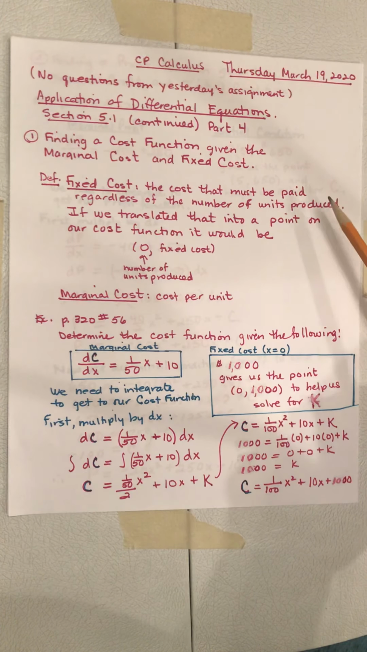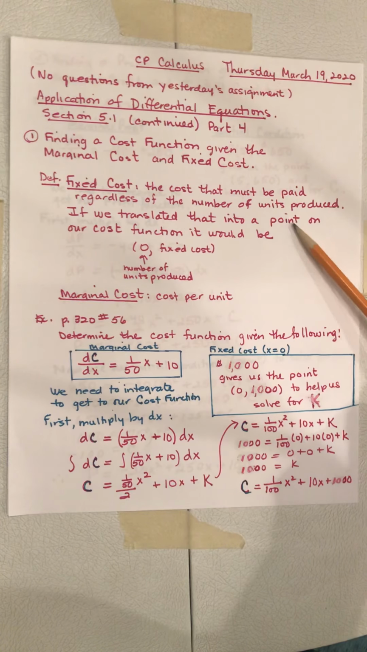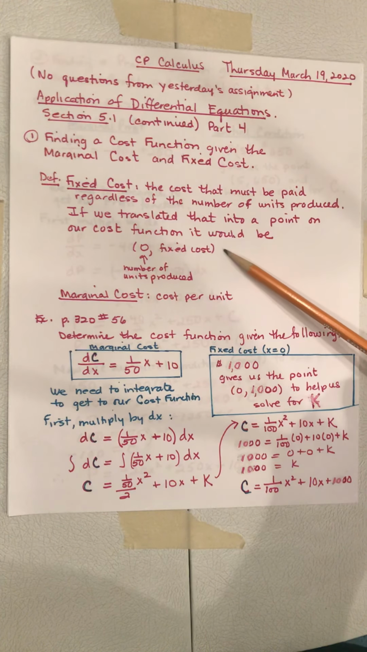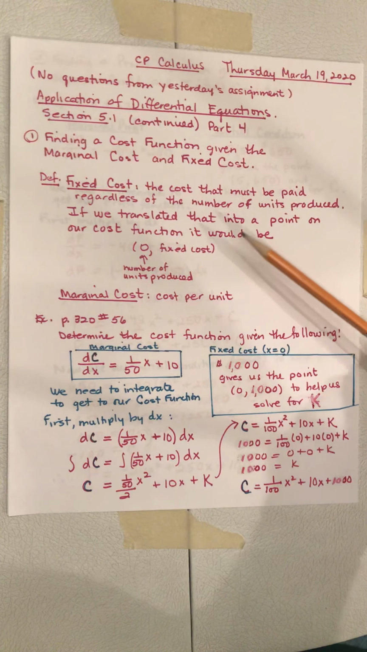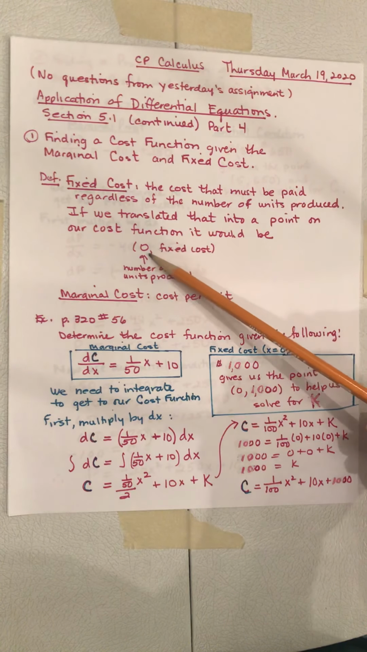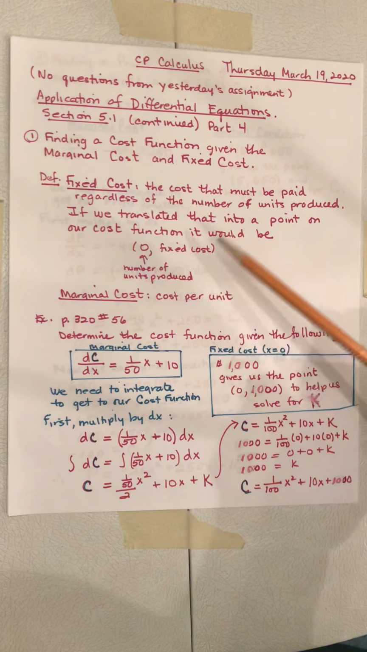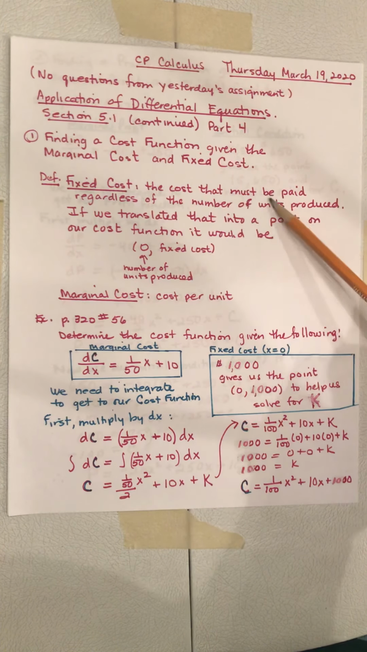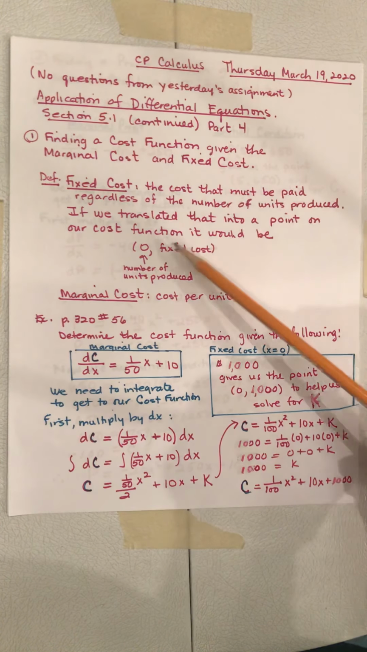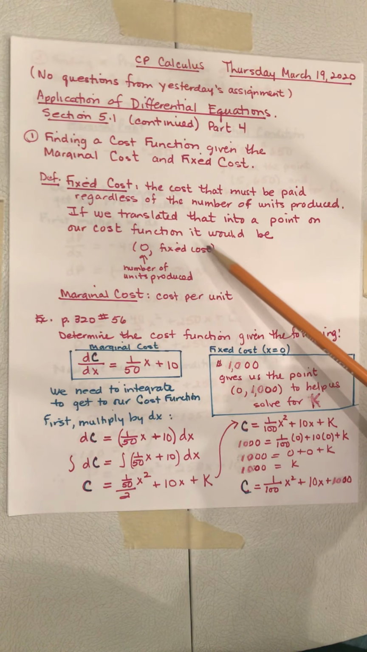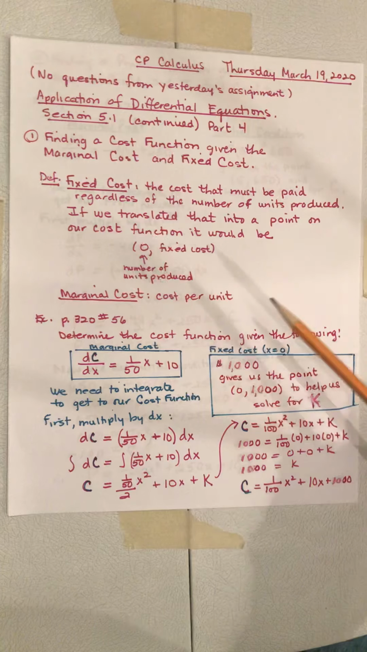So now what we're going to try and do with our fixed cost is translate it into a point on our cost function. The fixed cost is the cost that we have regardless of how many units. So really, it's the cost we have when we're producing 0 units. We produce 0 units, we still have that cost. So we can take whatever they give us for the fixed cost and make a point out of it by putting 0 for the x-coordinate and the fixed cost for the y-coordinate. And 0 is the number of units produced.